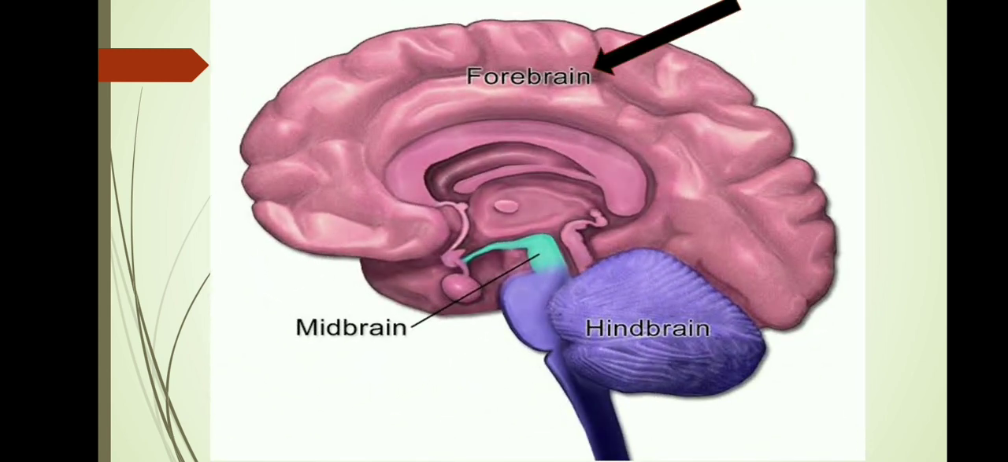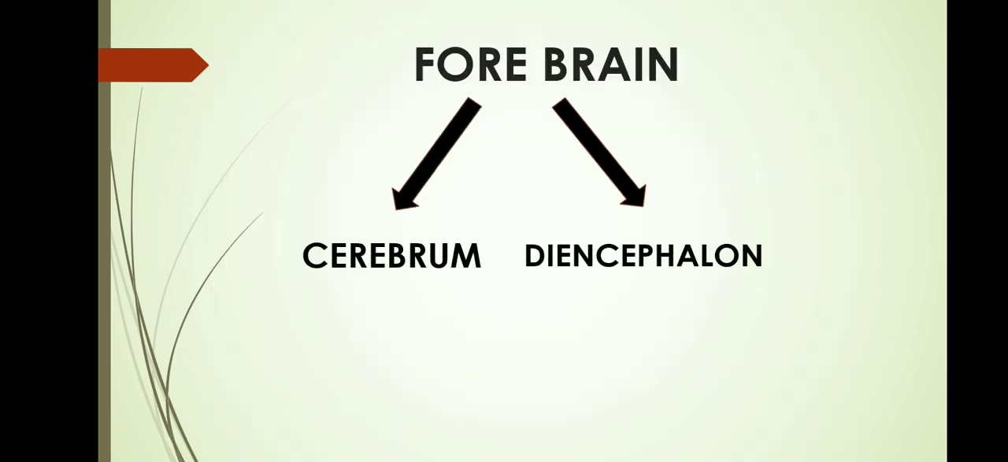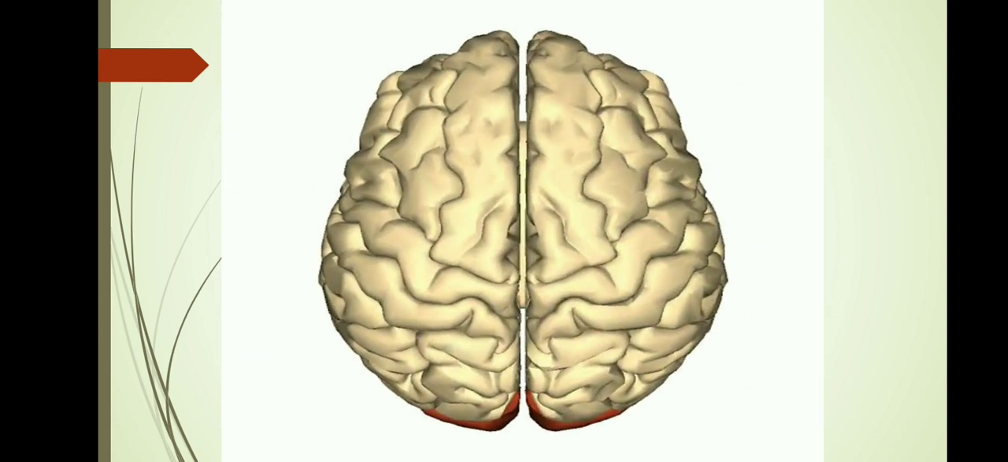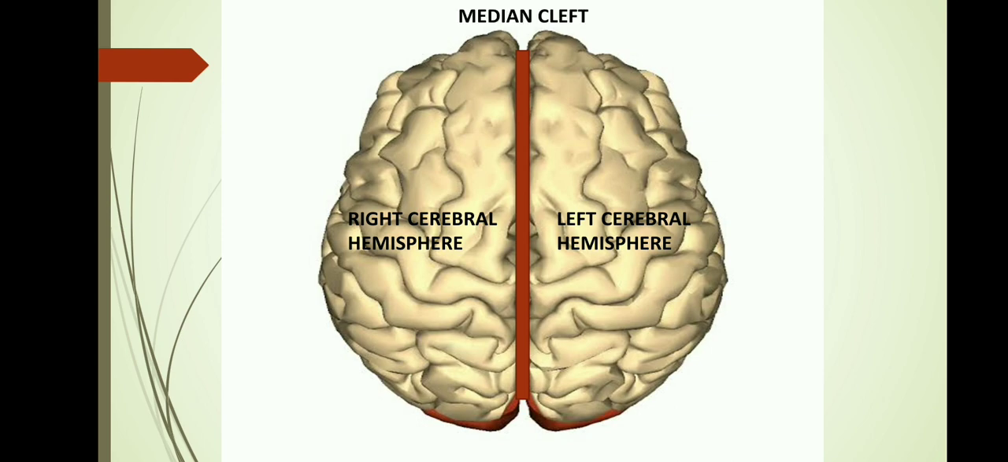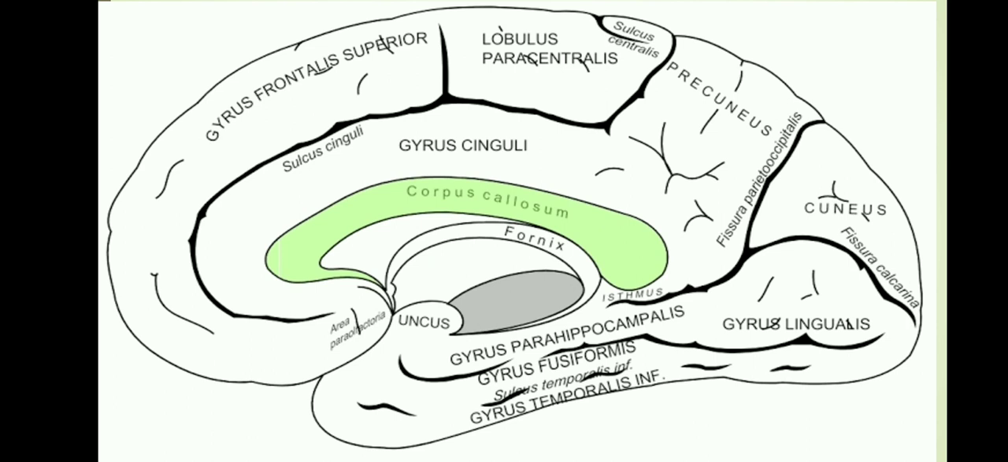The human brain is divided into three main parts: the forebrain, midbrain and the hindbrain. Forebrain consists of the cerebrum and the diencephalon. Cerebrum is the largest portion of the brain and it occupies about 2/3 of the entire volume of the human brain. Cerebrum is divided into two hemispheres, the right cerebral hemisphere and the left cerebral hemisphere, by a deep cleft which is known as the median cleft. The two cerebral hemispheres are interconnected by a band of nerve fibers which is known as the corpus callosum.